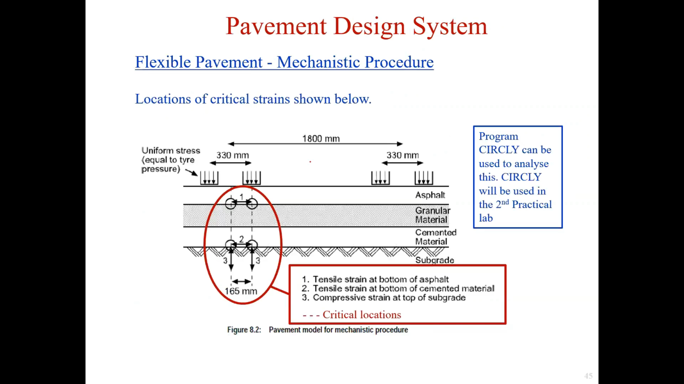In the previous lecture, we know the locations of critical strains are the tensile strain at the bottom of the asphalt, the tensile strain at bottom of cemented materials, and compressive strain at the top of subgrade. Since this case contains a spray seal instead of asphalt layer on top, we do not need to consider tensile strain at the bottom of asphalt. It did not contain the cement layer, so we do not consider the tensile strain at the bottom of the cemented materials. So we only consider the compressive strain at the top of subgrade.